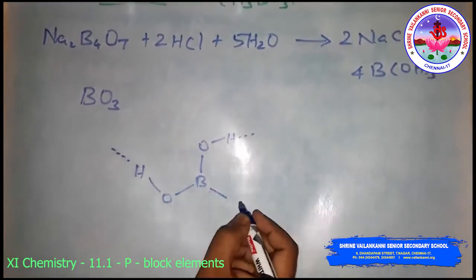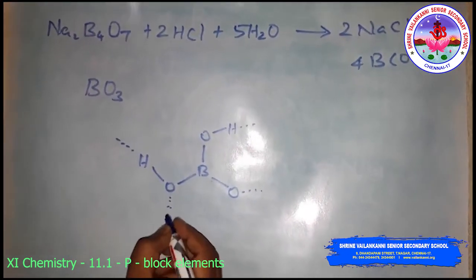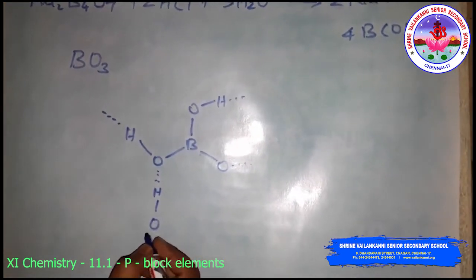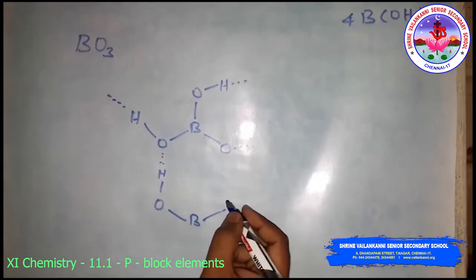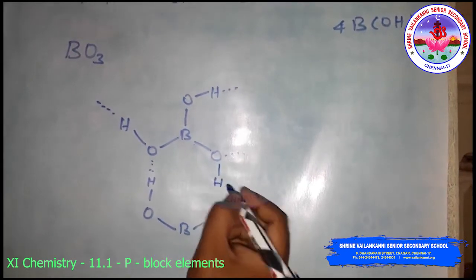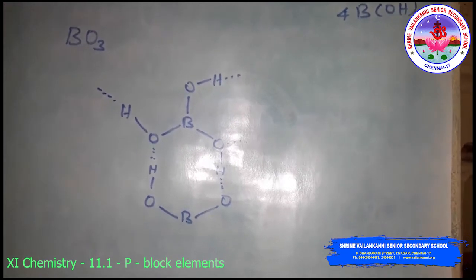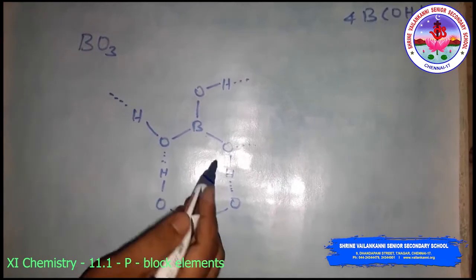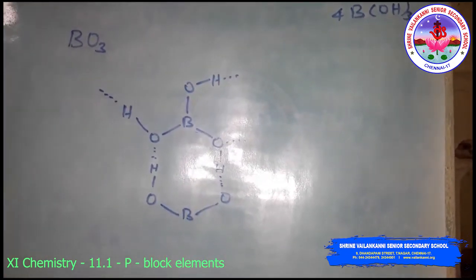like this, the structure. See, the dotted line indicates hydrogen bond formation. This is the partial structure of boric acid. This dotted line represents the hydrogen bond.